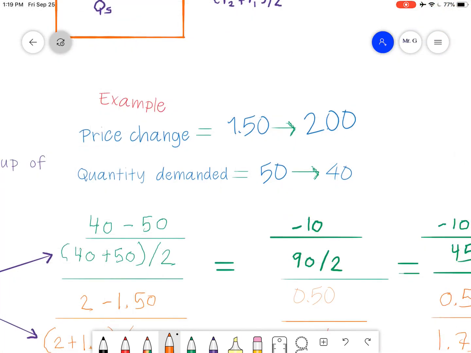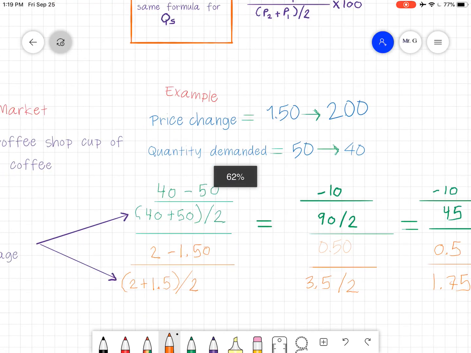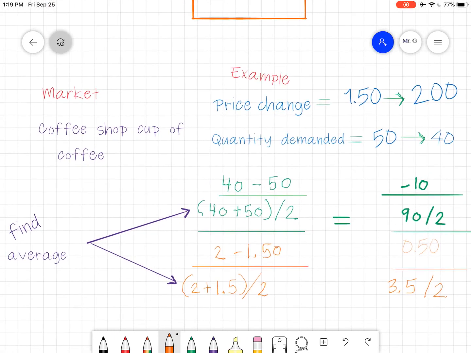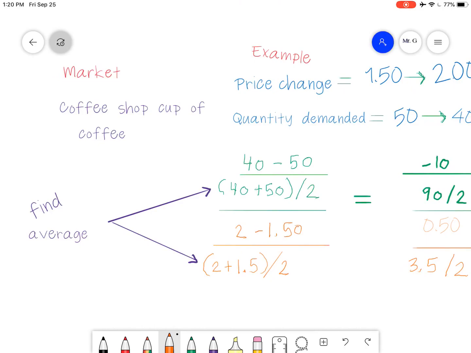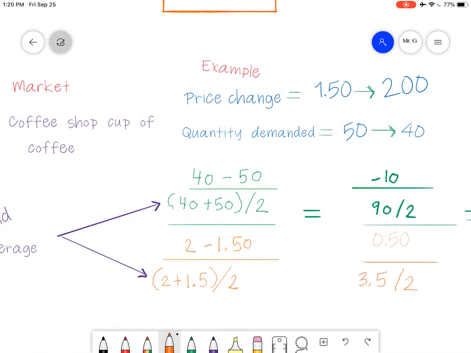Okay, so let's have a look at an example. And maybe it'll make things a little bit more clear on how we do this. So I basically have an example here. The market is a cup of coffee at a local coffee shop. They want to know how responsive demand is, how much demand are they going to lose, given that they increased their prices from $1.50 to $2.